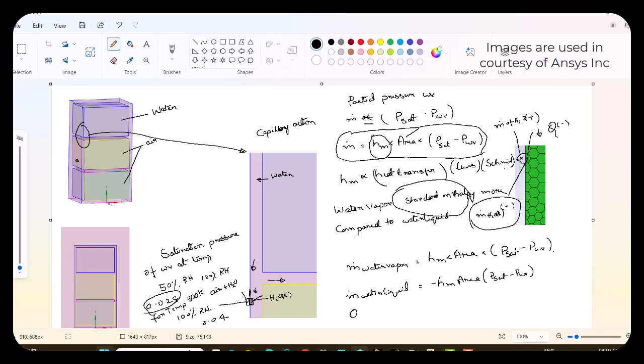and addition of heat, removal of heat from water liquid is minus M dot water liquid into HFG of water when it turns into water vapor, right? That would be around 2246 into 10 power 3 kilojoule per kg. Okay, so how I have implemented this in Ansys Fluent UDF, I'll show it to you.